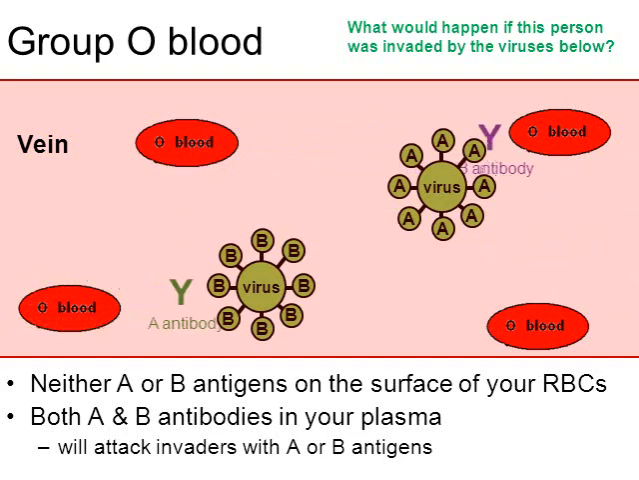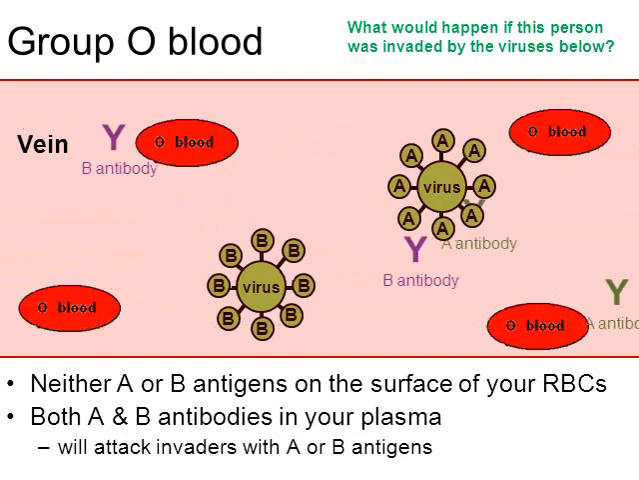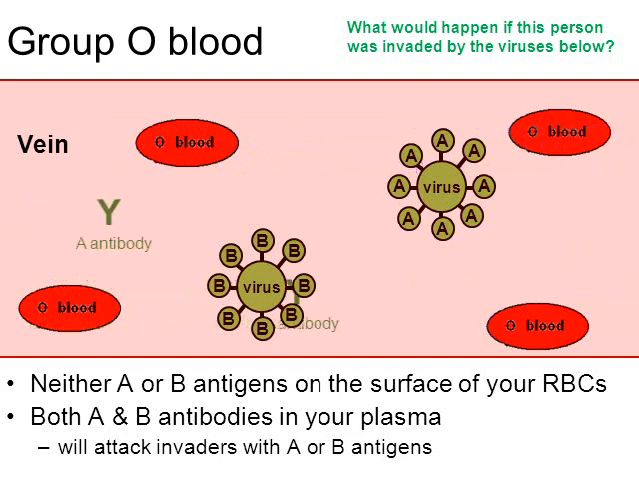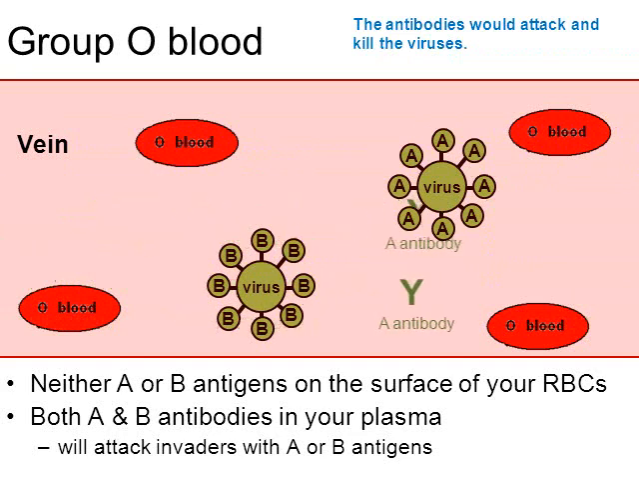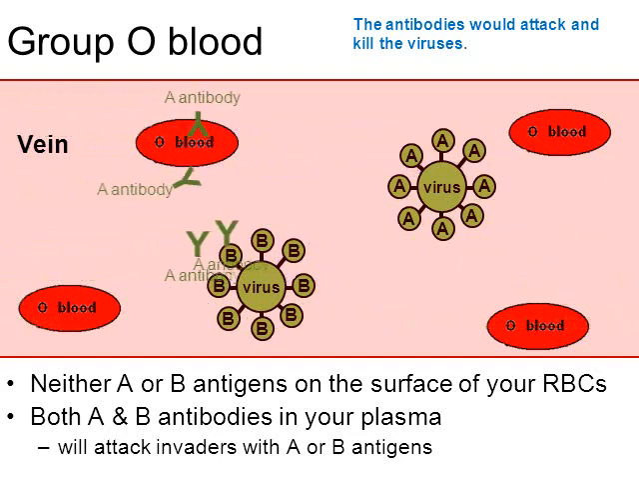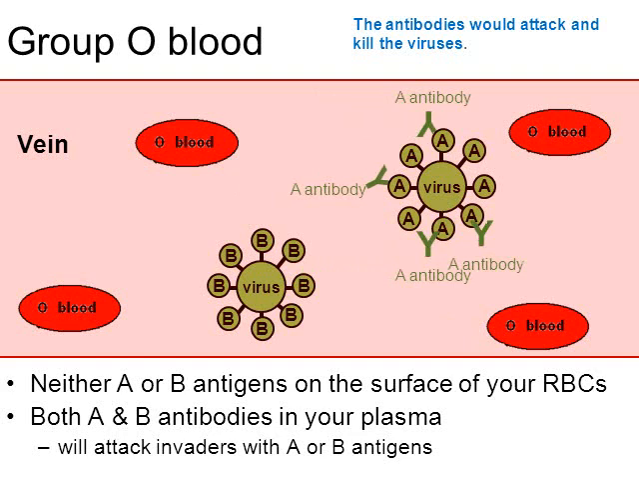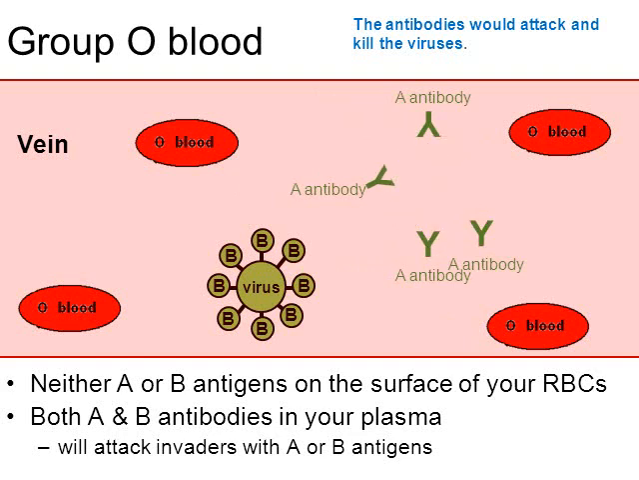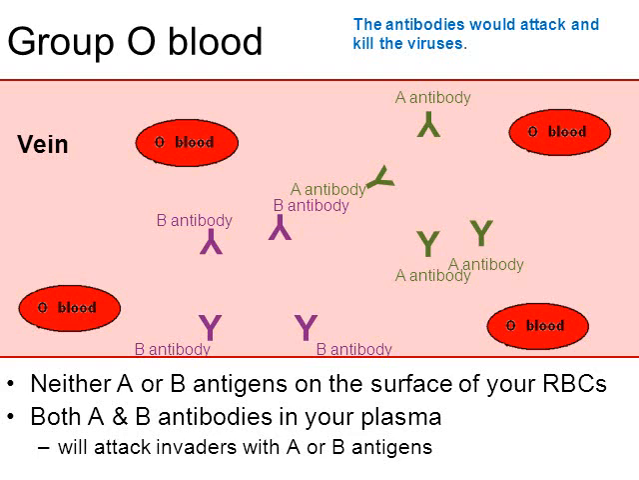So what would happen if this person was invaded by the viruses below? You can see the virus on the left has B antigens, and the virus on the right has A antigens. Well, I hope you would see that the antibodies flowing through the vein will attack. The virus on the top right, the A antigen virus, is going to be attacked by A antibodies, causing the virus to be destroyed. The virus that remains in the middle of the picture has B antigens. It's going to be attacked by B antibodies. They attach to the antigens, and antibodies are attached to one another, and the virus is destroyed.